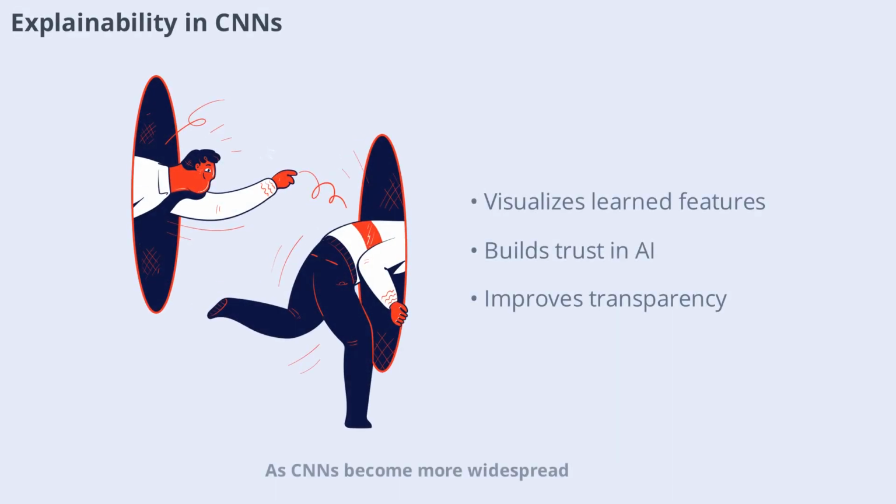As CNNs become more widespread, understanding how they make decisions is increasingly important. Researchers are developing tools to visualize and interpret the features learned by CNNs. This helps build trust and transparency in AI systems, especially in critical applications like healthcare.